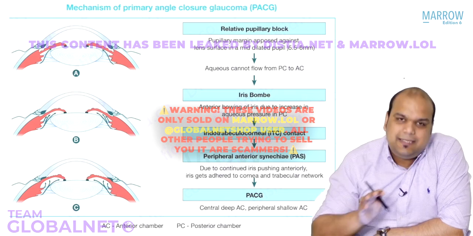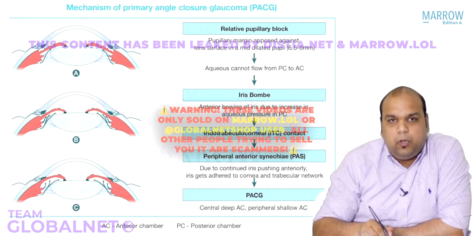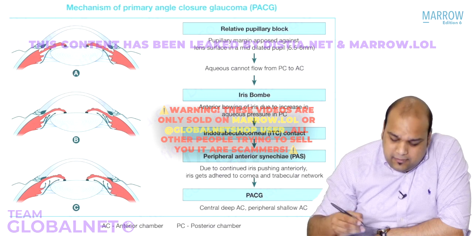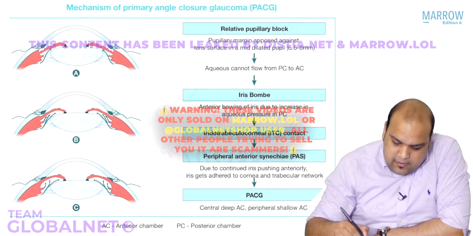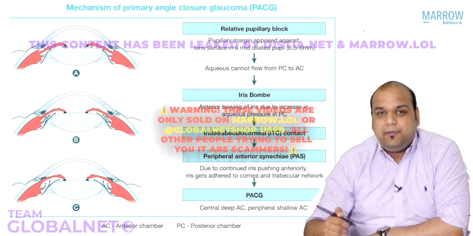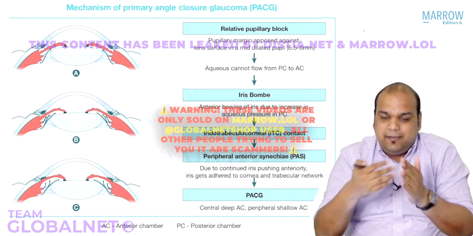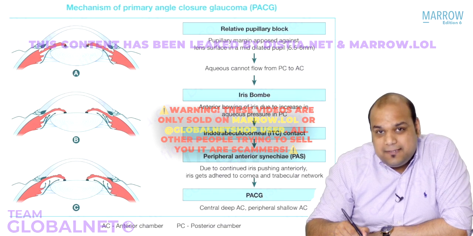Now, let's see this chart, everybody. Let's see the first step, relative pupillary block. Due to some risk factors which I will mention, the pupillary margin, as seen in the image, has an apposition. Apposition means it is touching. Oppose means to touch, to be near each other. It is in apposition to the anterior surface of the lens.